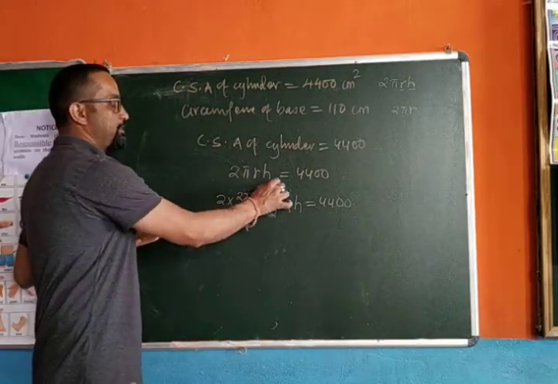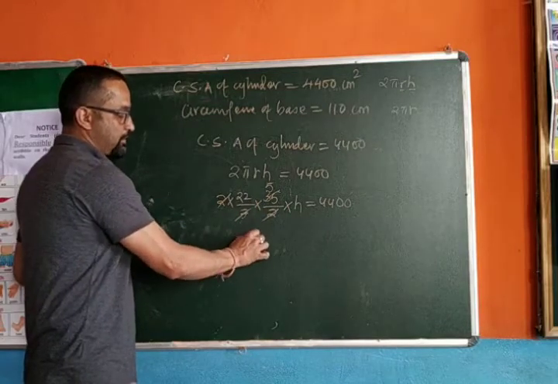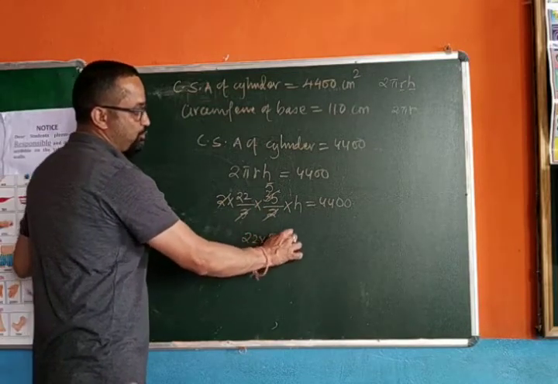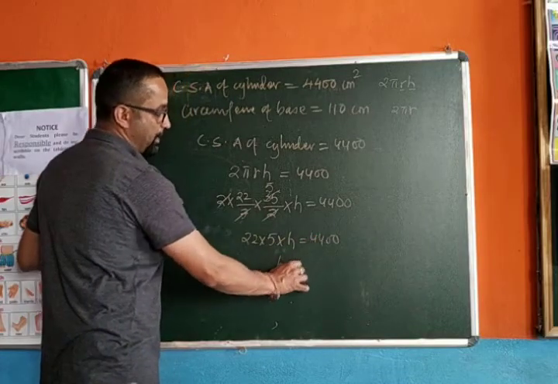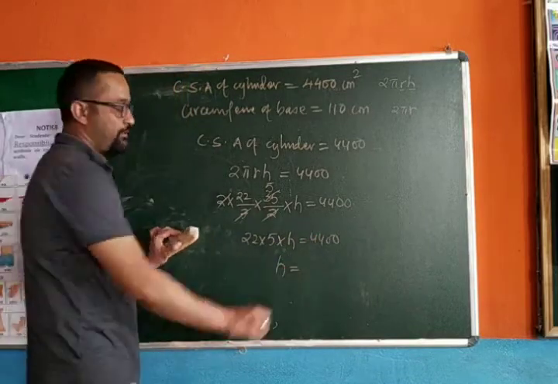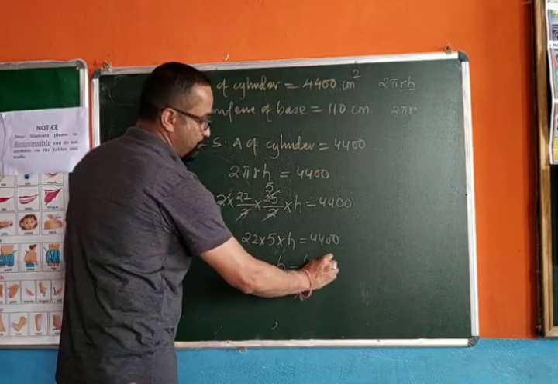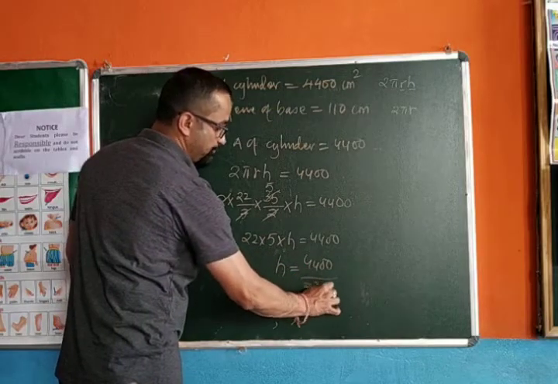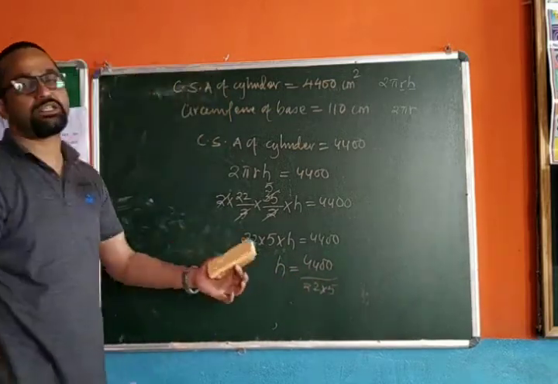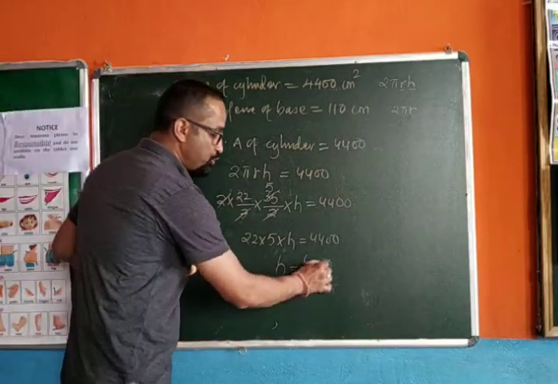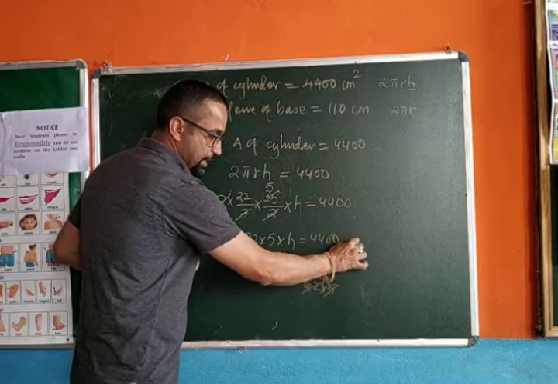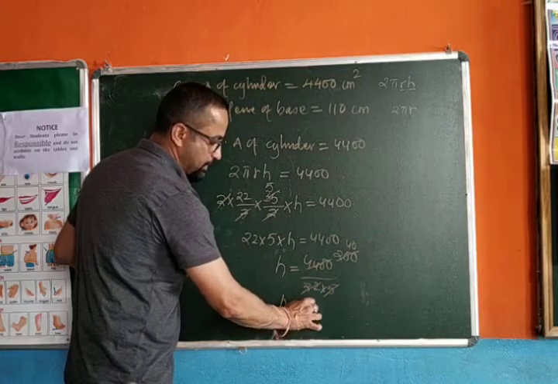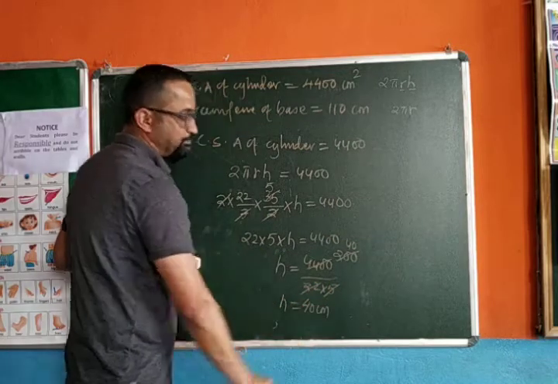7 5 times, 2 cancels. 22 into 5 into height equal to 4400. Make height the subject of formula. 4400 divided by 22 into 5. You can cancel it now. 22 2 times, 5 40 times. So height of the cylinder is 40 centimeter.